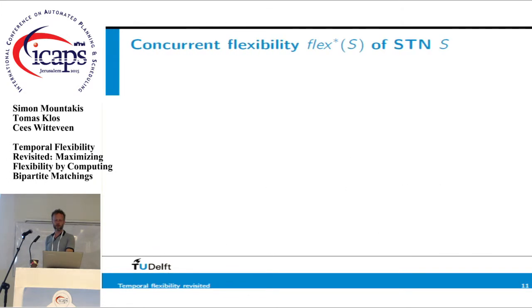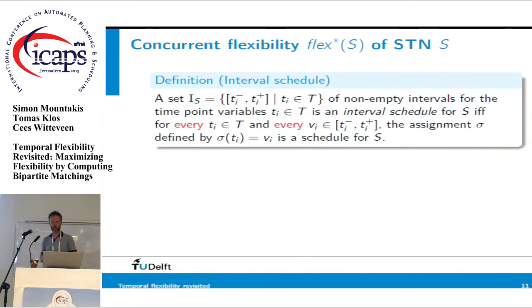So what we wanted to do was to assign intervals in a different way, namely in such a way that for every variable, you can pick any value from its interval, and then the combination of all these values for the different time variables constitutes a schedule, so it satisfies all the constraints. So we want these intervals to be independent of each other in a certain way. You want to be able to pick the values from the intervals concurrently, and that's why it's called concurrent flexibility.